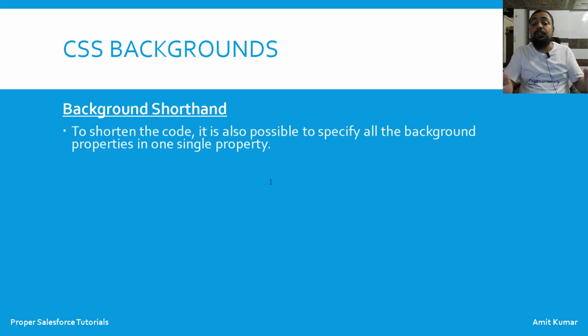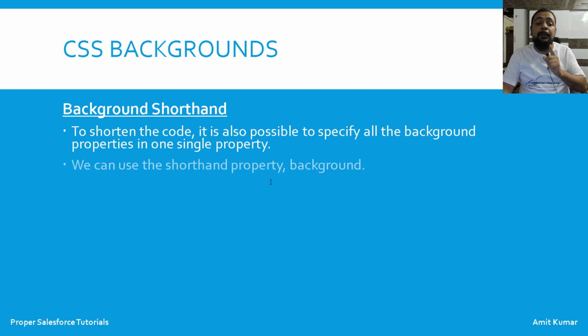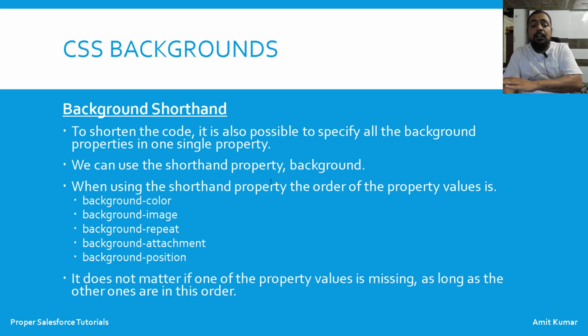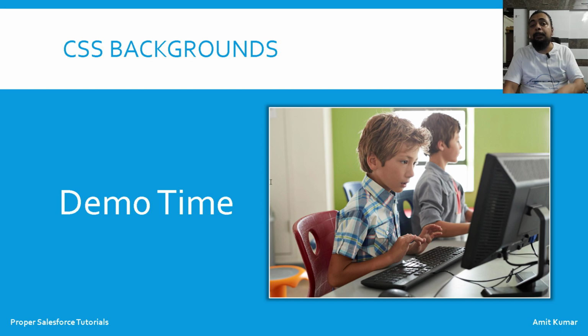Background shorthand. Now to shorten the code while specifying the background properties, it is possible to specify all the background properties in one single property. That one single property will be the background property itself. Now when using the shorthand property, the order of the property values is: the first value will be for background color, the second one for background image, the next one for background repeat, the next one for background attachment, and the last one for background position. Now it does not matter if one of the property values is missing as long as the other ones are in the same order. Now that's pretty much the talk about the background properties.